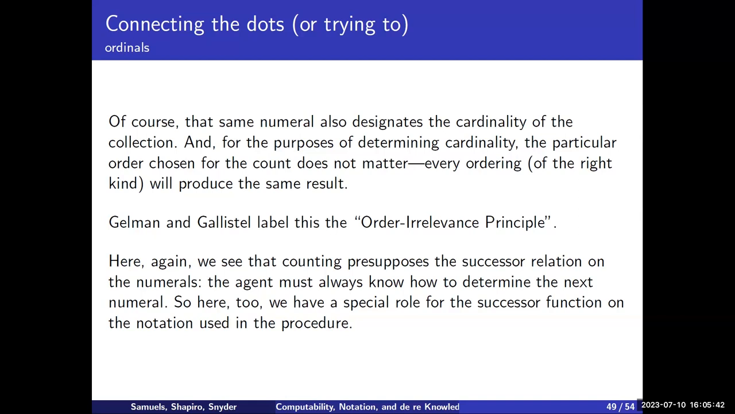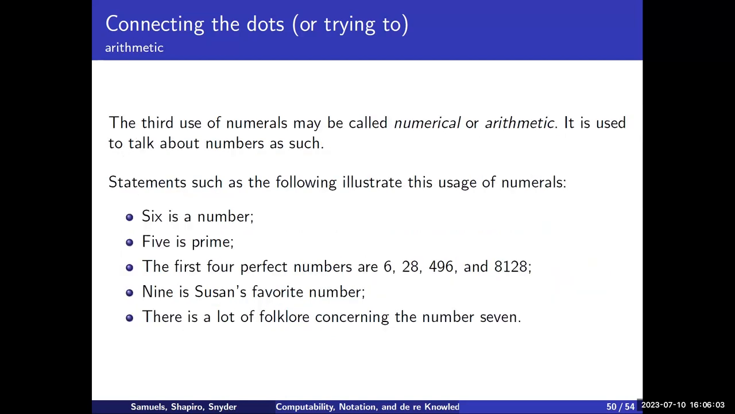So Gelman and Gallistel, two developmentalists, label this the order-irrelevance principle. Here again, we see that counting presupposes the successor relation on the numerals. The agent must always know how to determine the next numeral. So here too, we have a special role for the successor function on the notation used in the procedure. All right, that's two. And so here's the third, this is the last.